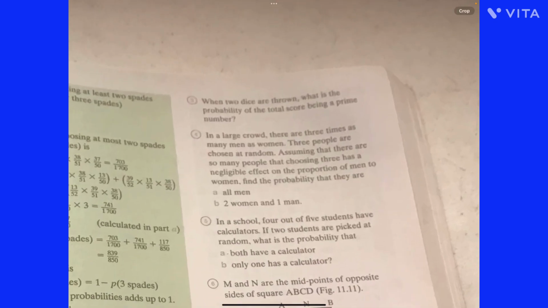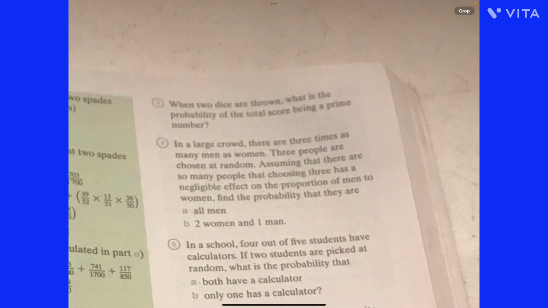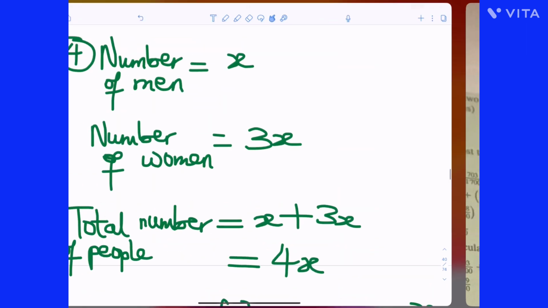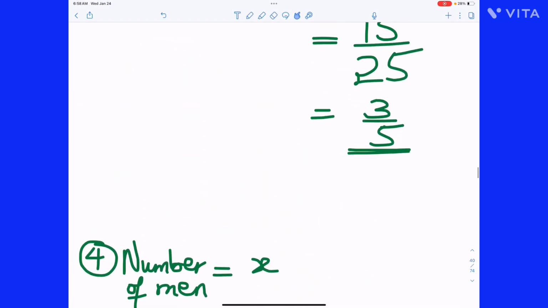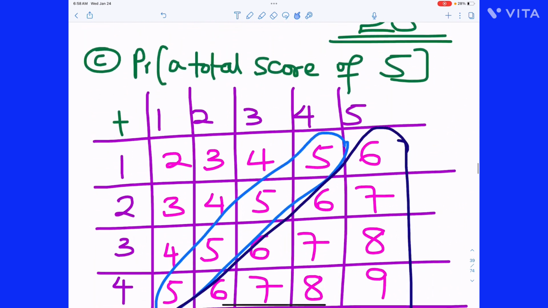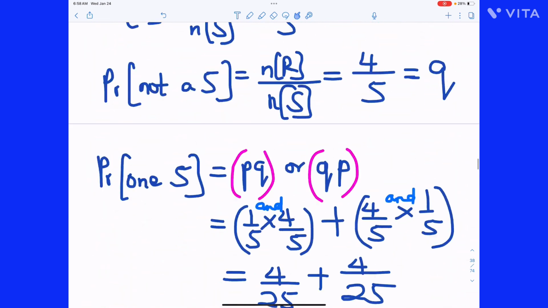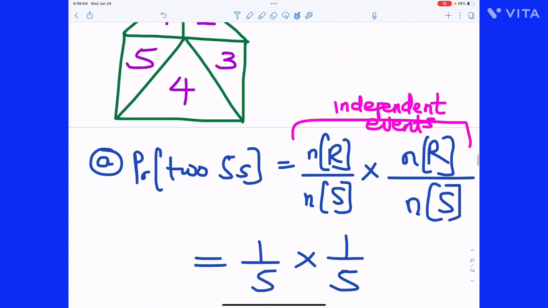So let's go to number 3 now. Number 3 says, when 2 dice are thrown, what is the probability of the total score being a prime number? That's pretty simple. I think I skipped that. I didn't do it. Okay, we're going to do it together now.